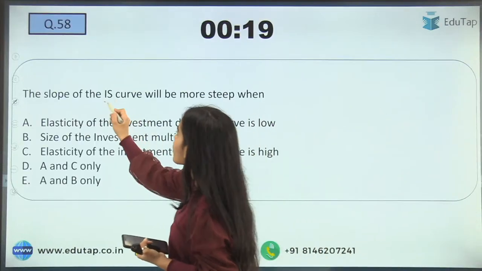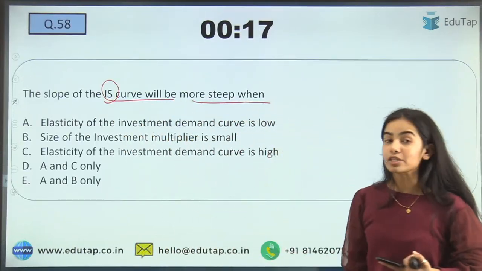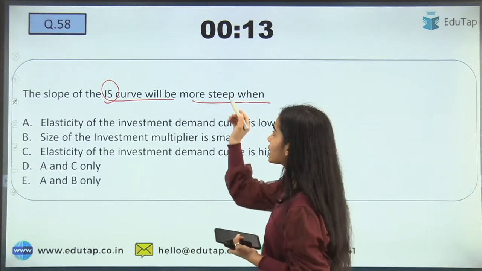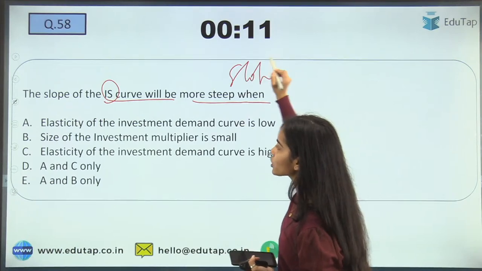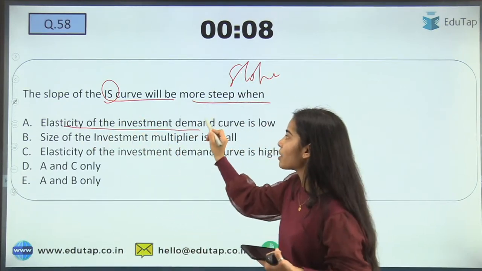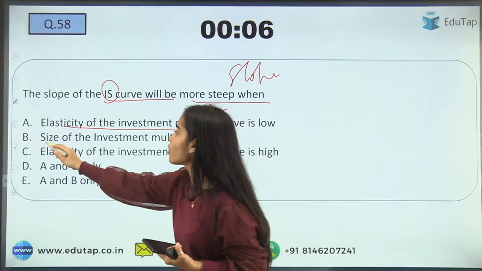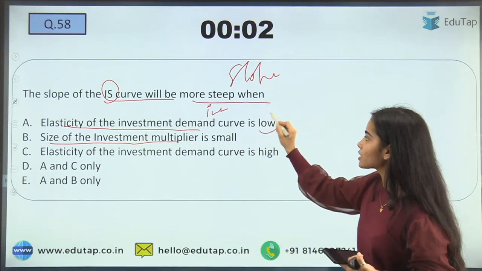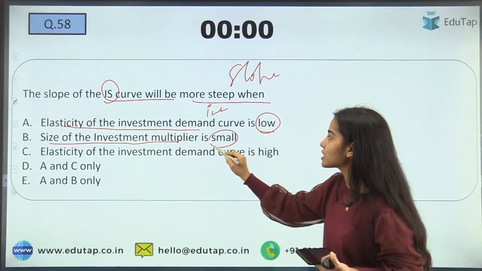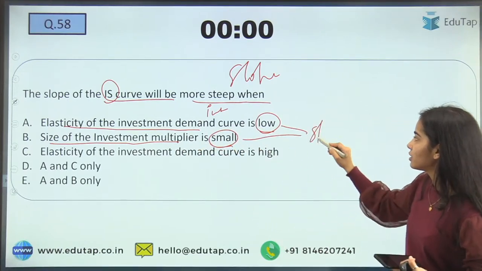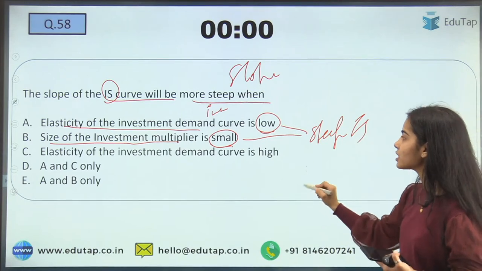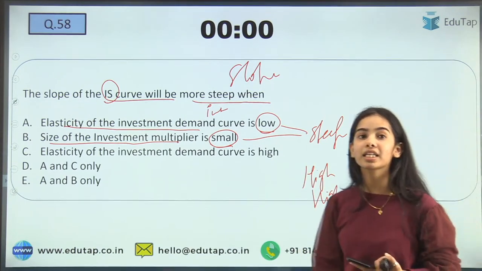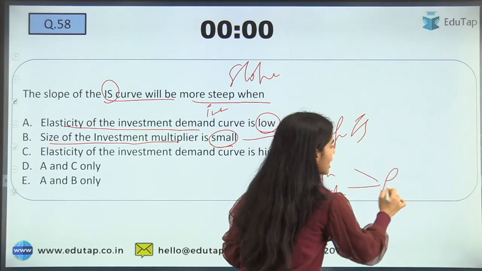So next is, the slope of IS curve will be more steep when? So we have discussed this kind of question also very much, and that's why I will just give you the answer. That is, the slope of IS curve depends on the elasticity of investment demand with the interest rate and the size of investment multiplier. So when the elasticity is low and when the size of multiplier is small, there will be steep IS curve, and when there is high elasticity, high size of multiplier, they will be flat IS curve.